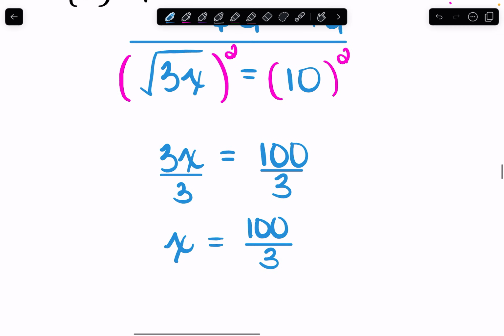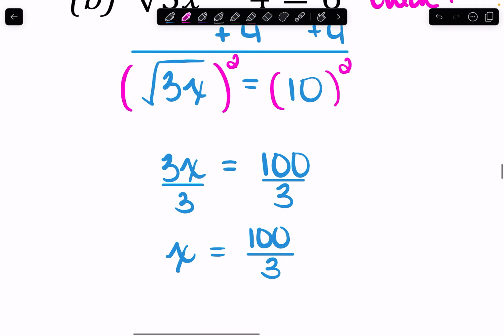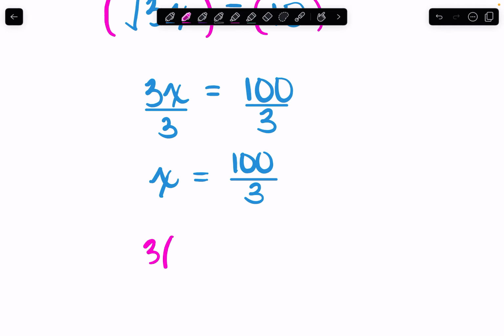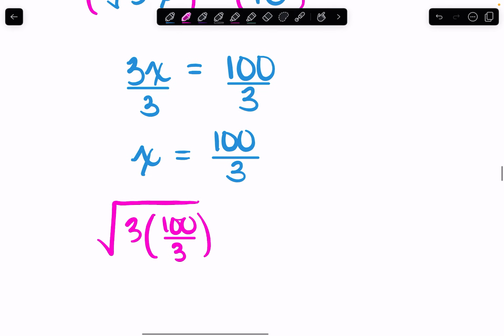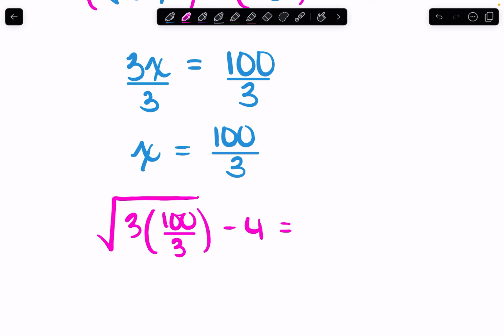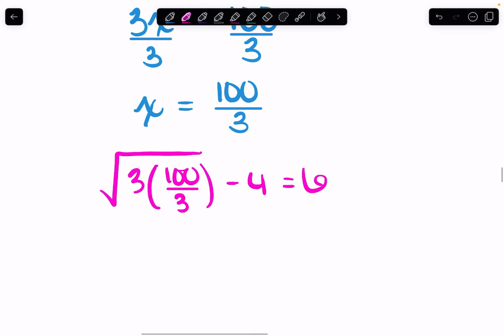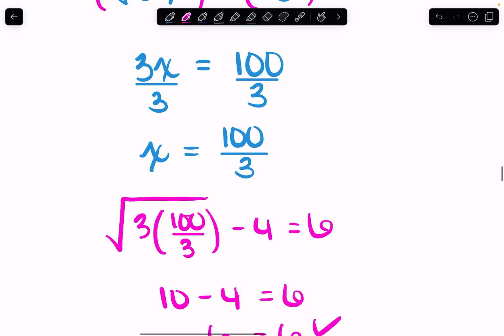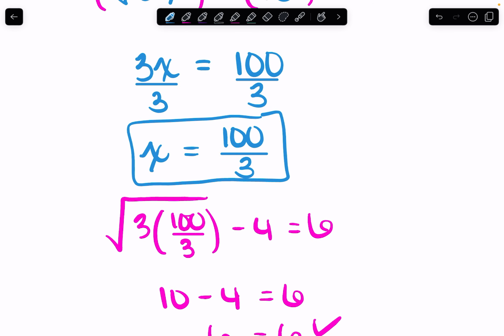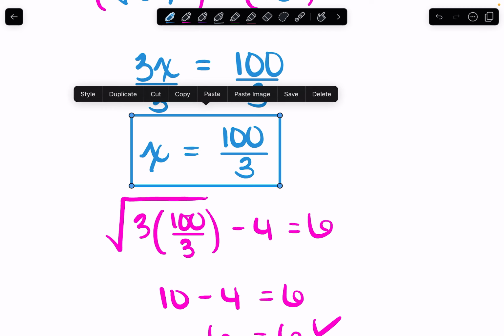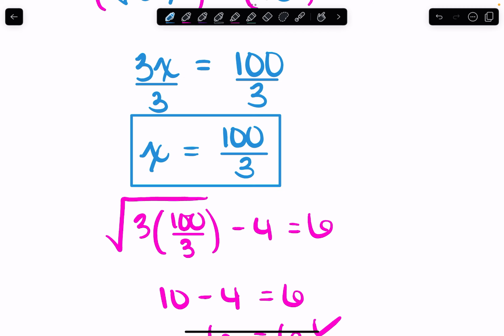We have to check it. Anytime it's an even root, we have to check. So I'm going to go get my equation, the square root of 3 times x plugged in, that was under a square root, and I think it was minus 4. Yes, minus 4 equals 6. 3 times 100 over 3 is 100. The square root of 100 is 10. 10 minus 4 is 6. So we're good. As long as it's true, we can keep it. If it's false, it's an extraneous solution, which means we exclude it, so there would be no solution.